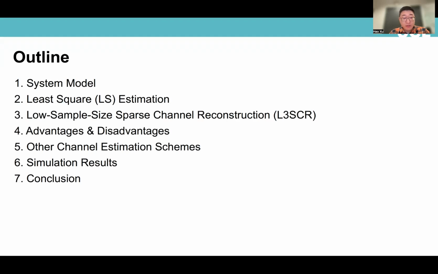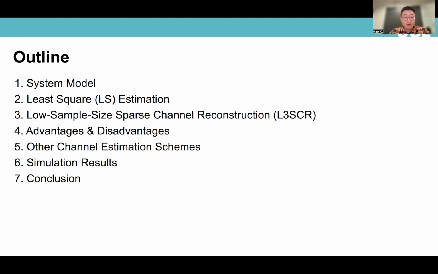In the first part, I will introduce the system model. We hope to estimate the channel state information of a system, so I will introduce two different schemes. The first one is the least square estimation. The second one is a low sample size sparse channel reconstruction. We call it the L3 SCR scheme for short.